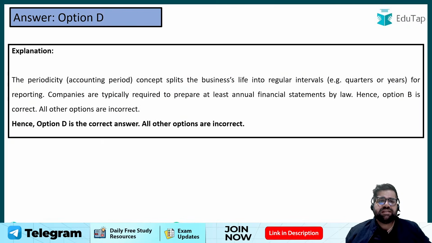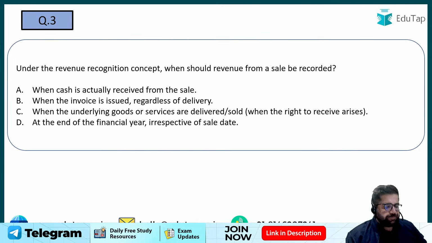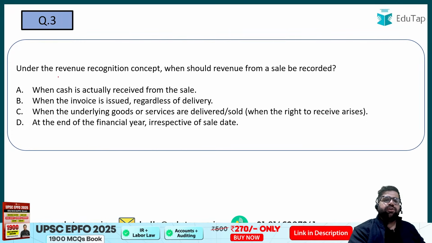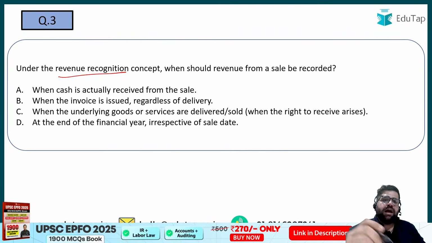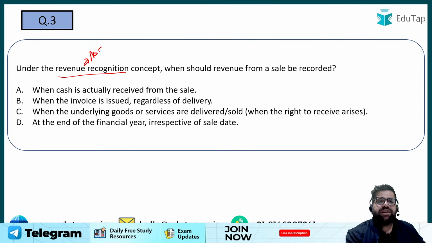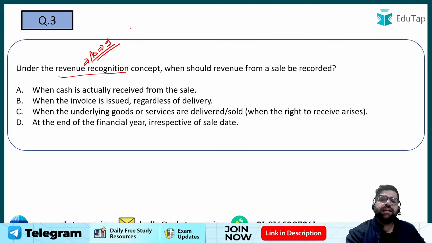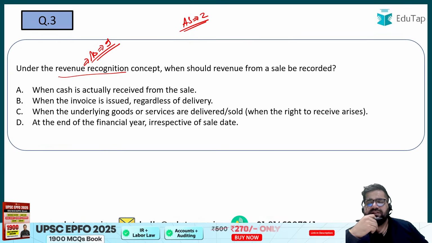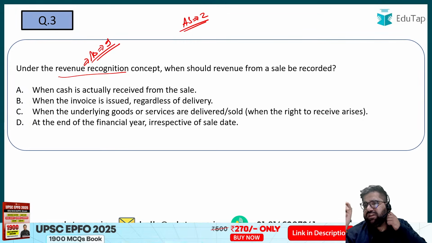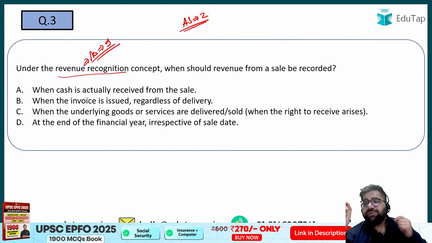Right. Let's start with the next question, question number 3. Every question is a challenge for you, so I hope you will be able to address it very quickly. As per the revenue recognition concept, when should revenue from a sale be recorded? I hope you know the accounting standard related to revenue recognition is AS 9. AS 2 is for valuation of inventories. Question number 3 is asking, as per revenue recognition, when should revenue from the sale be recorded?